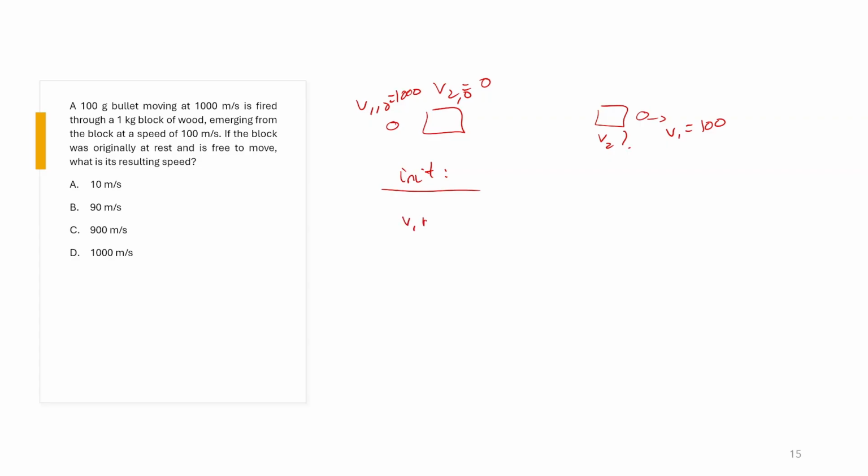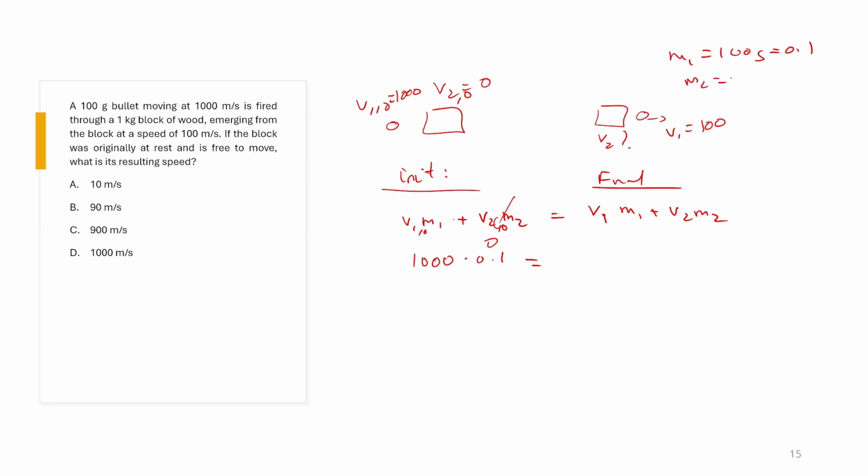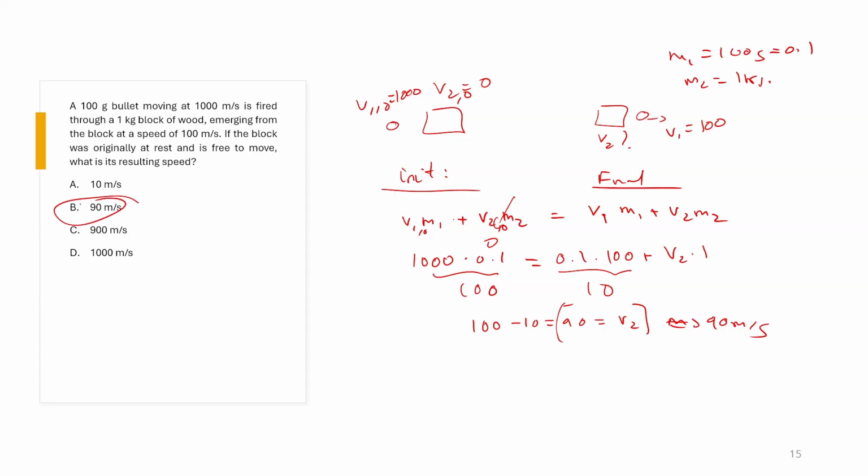So the initial momentum is the velocity of 1 times mass 1 plus the velocity of 2 times mass 2, and it needs to be equal to the final, which is the velocity of 1 times mass 1 plus the velocity of 2 times mass 2. What is the velocity of 2? This is 0. The velocity of 1 is 1,000, and the mass of the bullet is 0.1 because it's 100 grams. The mass of 2 is 1 kilogram. So that's equal to 0.1 times the velocity at the end, which is 100, plus the velocity of 2, which we don't know, times 1. So this is 10 and this is 100. We find 100 minus 10, which is 90, is equal to V2. So what is the velocity? 90 meters per second. Option B.